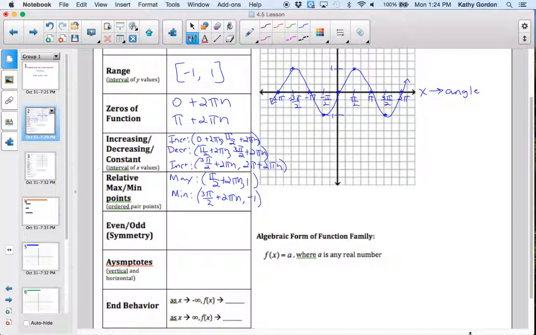It's the same shape, but in a different spot? It starts at 0, 0. Pi over 2 to the right, you're going to a max. Pi over 2 to the left, you're going to a min. Yeah, it's the same. So that means it has symmetry with the origin, and that makes it an odd function.